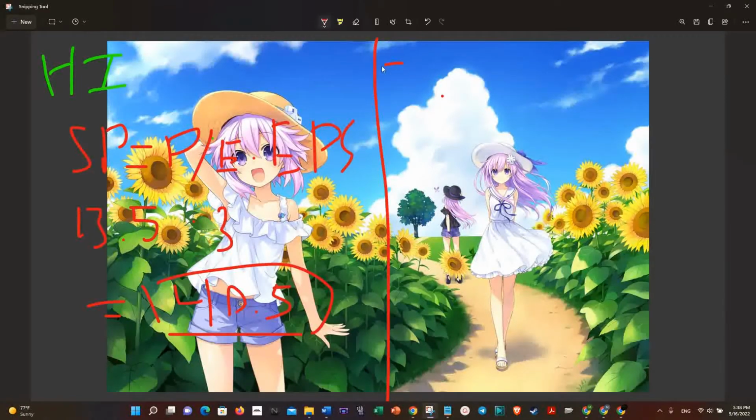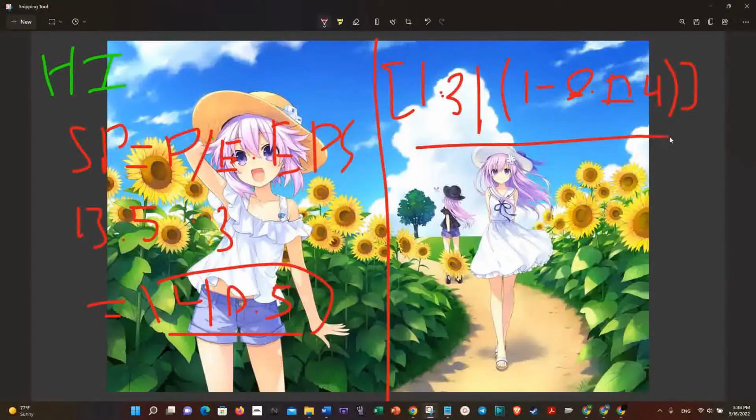So to do that, we will now do 1.31 multiplied by 1 minus 0.04, divided by, you guys know what it's divided by? No? Okay. It'll be 0.16 because that is the required return minus the dividend decrease.